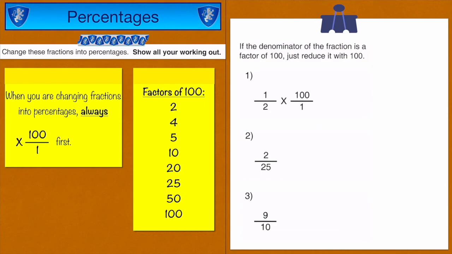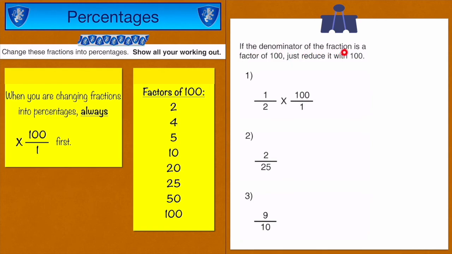Now you need to make sure you know your factors of 100 to do this, and this is important. When you're changing fractions into percentages, always multiply by 100 over 1 first. So this first one is being set out for you. So at half you do times 100 over 1. Now we'll look at that bit just in a minute.